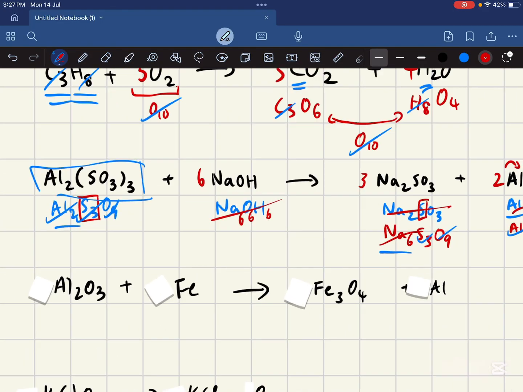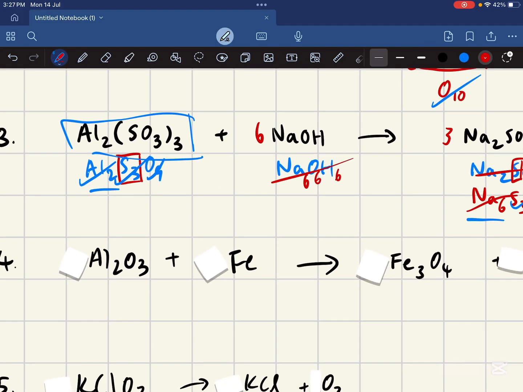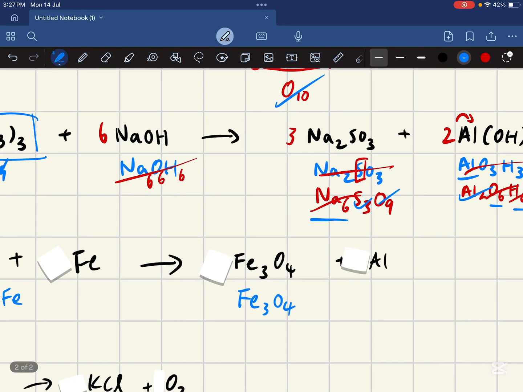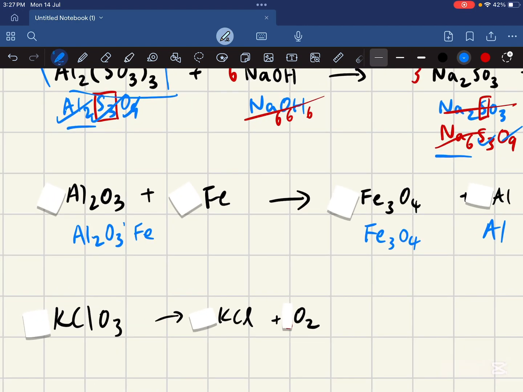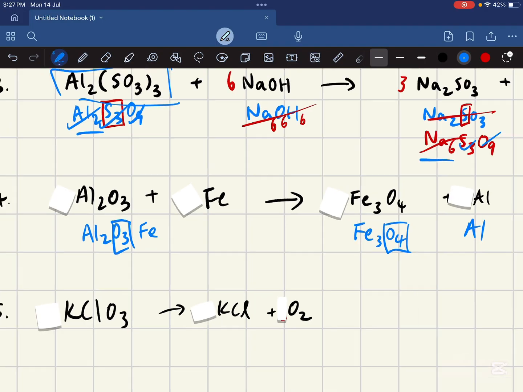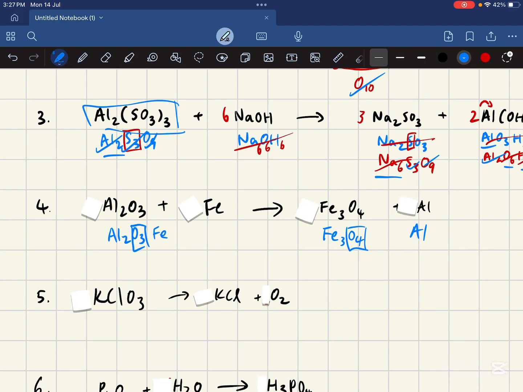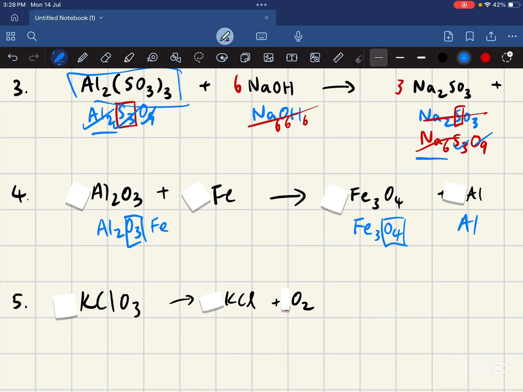Now the next one, I'm gonna see. Let's count on both sides again. With Al2, O3, and Fe. With Fe3, O4, and Al. Now the first thing that I want to do is figure out the O's. With O4 and O3, we want both of them to have the same number of O's. So the lowest common multiple will be O12.